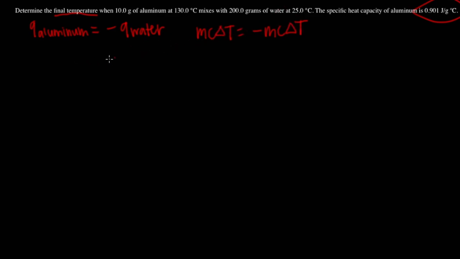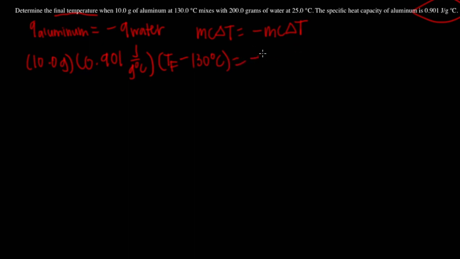So now that we have the equation, all we gotta do is plug everything in. The mass of aluminum is 10.0 grams. Its specific heat is given up here, it's 0.901. And the final temperature is unknown, but the initial temperature is 130 degrees Celsius, and that equals negative MCΔT of the water. The mass of the water is 200 grams. The specific heat is always 4.18, and the final temperature, again, is unknown, but the initial temperature is 25 degrees Celsius.